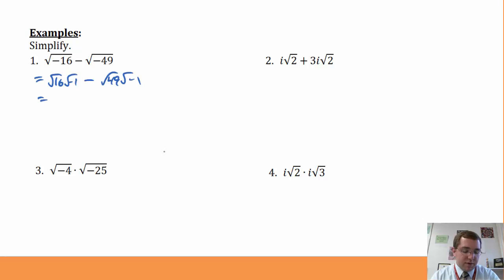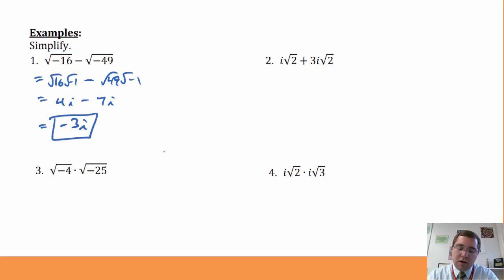The square root of 16 is 4. The square root of negative 1 is i. Minus the square root of 49 is 7. The square root of negative 1 is i. I've got 4i minus 7i. I'm going to treat those like terms. I'm going to say that's really negative 3i. I had 4i. I took away 7 i's. That leaves me with negative 3 i's.